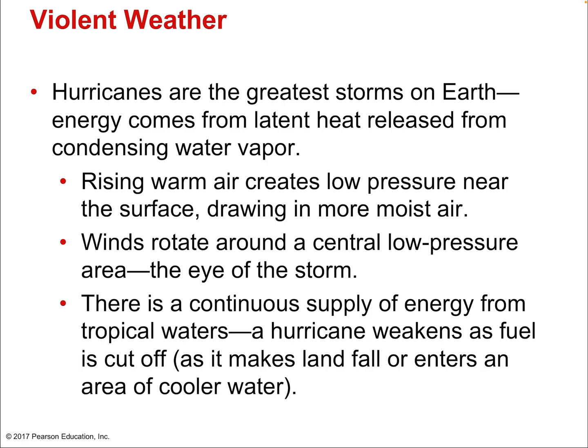The rising warm air creates low pressure near the surface, drawing in more moist air. The wind rotates around a central low pressure area, the eye of the storm. There's a continuous supply of energy from tropical waters. You can't get hurricanes without warm waters. A hurricane weakens as the fuel is cut off. Once it starts going over land, for example, they always weaken over land, right? So as they make landfall, as we call it, and enter areas of cooler water.